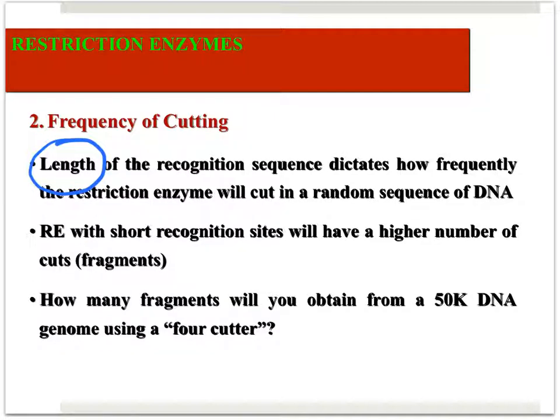Let's do this exercise. If you have a 50 kb DNA genome and you are using a 4 cutter, a frequent cutter that recognizes a 4 sequence like MSC1, AATT, how many fragments do you get? This cannot be a bacteria, but let's say it's a virus, 50 kb. You have a 4 cutter, AATT. How many fragments do you get on average? Okay, let me qualify that: on average, because we don't know the composition.